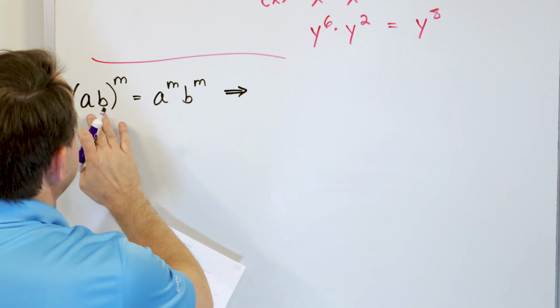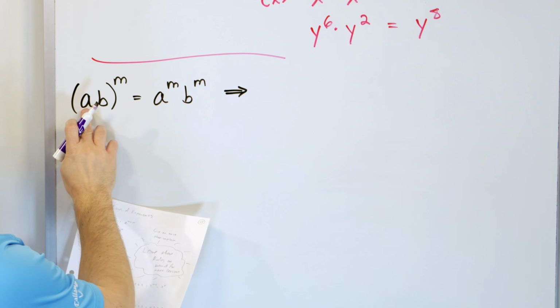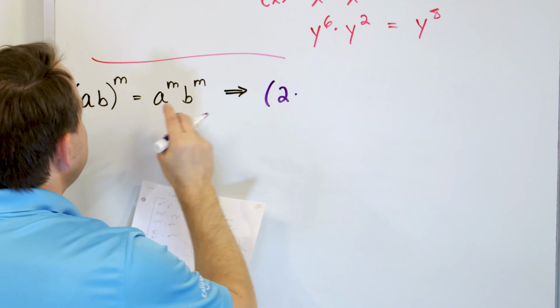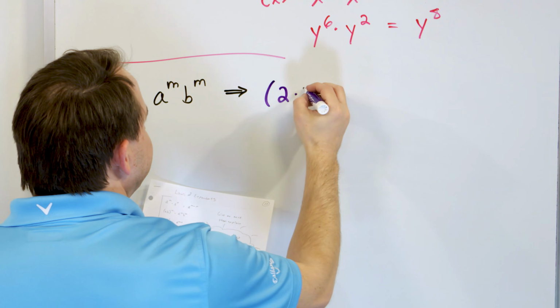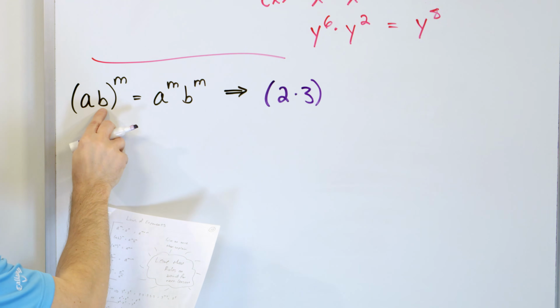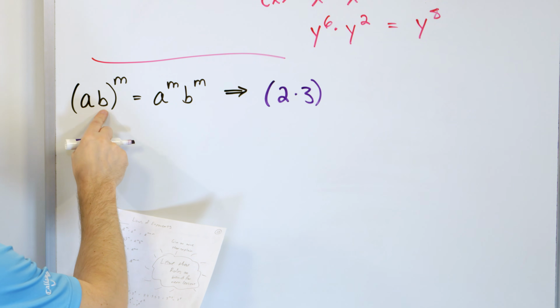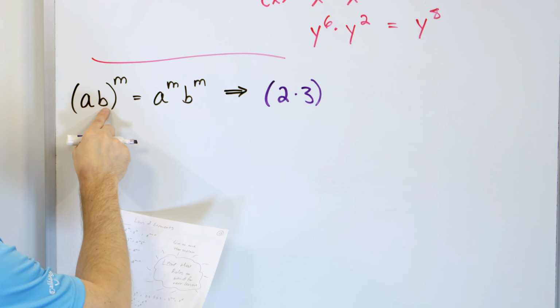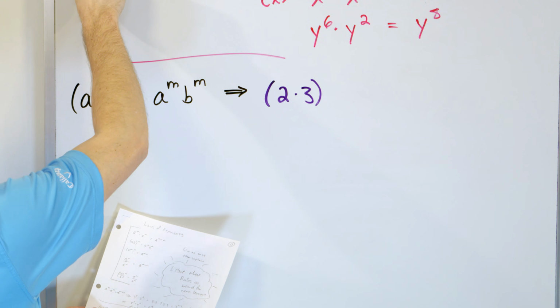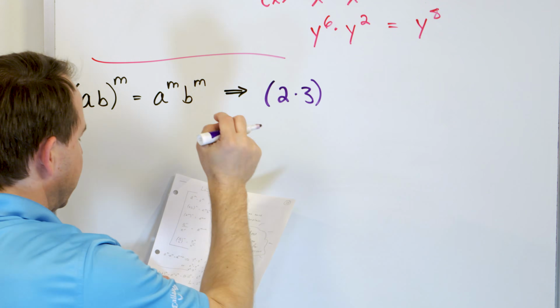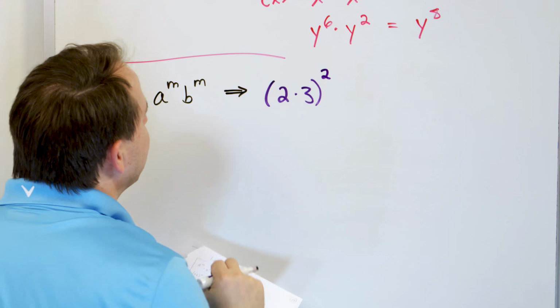So let's use our nice friendly numbers, and let's change it a little bit. Let's say a is equal to 2, and b is equal to 3. When we have a and b here, all it means is that they're different things. A different number times a different number, or a different variable times a different variable, whereas in here, a was the same thing. So here we have 2 times 3, and we'll raise it to the second power.